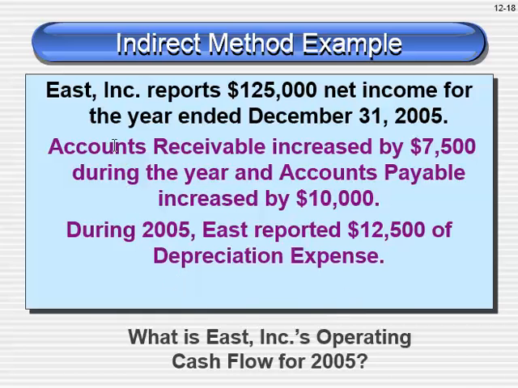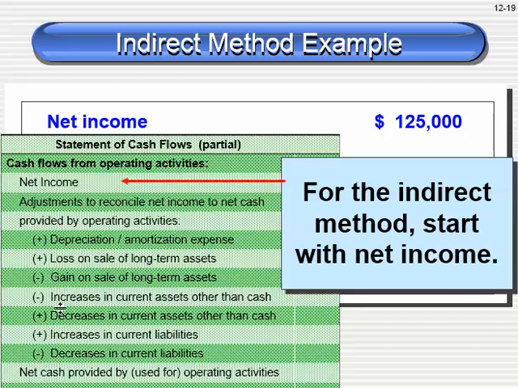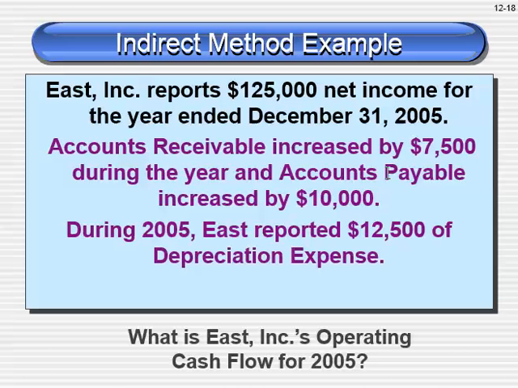And then we will look at changes in our accounts receivable, which is a current asset. So it increased by $7,500. So if current assets increase, right here, they're going to be subtracted. And then we had an increase in accounts payable, which is a liability, of $10,000.